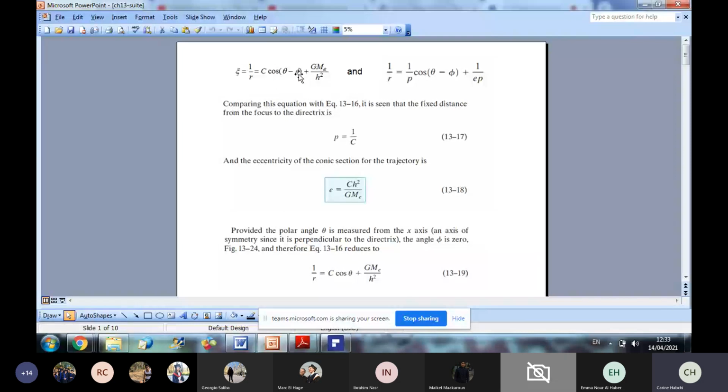So now, if we consider this particular case, then phi will be 0. The general equation in this case for the conic section will be 1 over r equals C cosine theta, where theta is counted from the symmetry line, plus GMe over h squared. Okay? Now, we will try to define what will be the different possible types of conic shapes. This will depend, as we will see together, on the value of the eccentricity. For example, if the eccentricity is 0, we get a circle. If the eccentricity is 1, let's say we get an ellipse, etc. Okay, so we will together derive these relations.